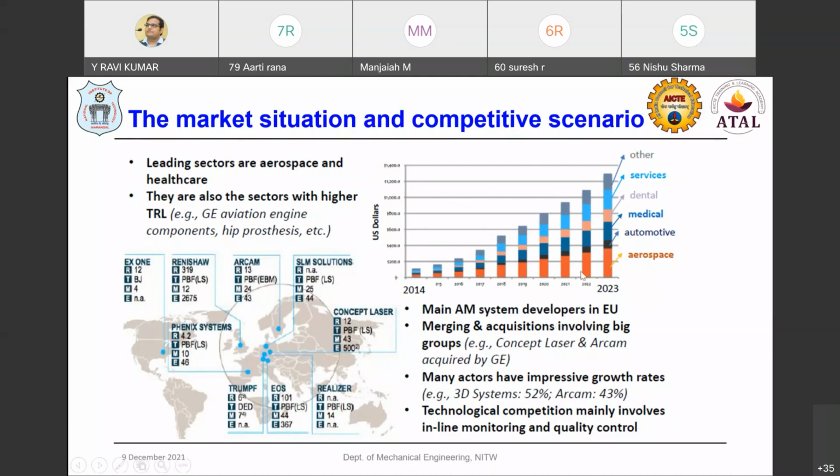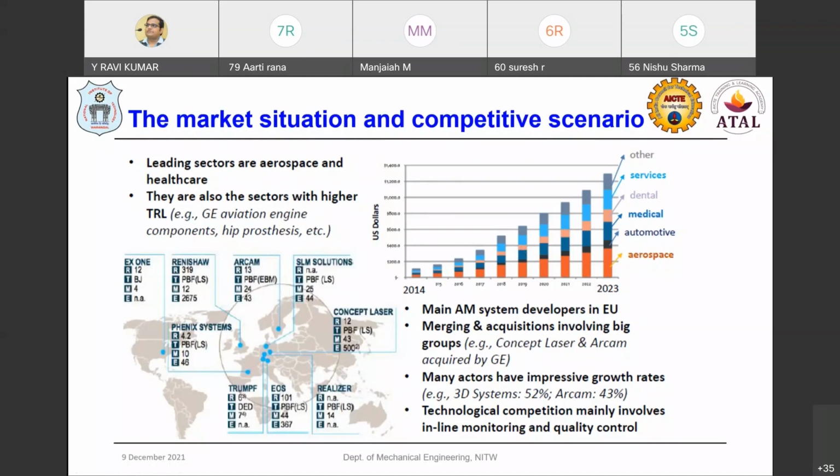And if you see on the right-hand side, the market scenario from 2014 to 2023, the requirement of these components in all aspects is growing. Aerospace is growing, developing, automotive is developing, medical is growing, dental is growing, and even commercial services and others are also growing day by day. The growth in many of these sectors is 52% in 3D Systems and the Arcam is 43%.